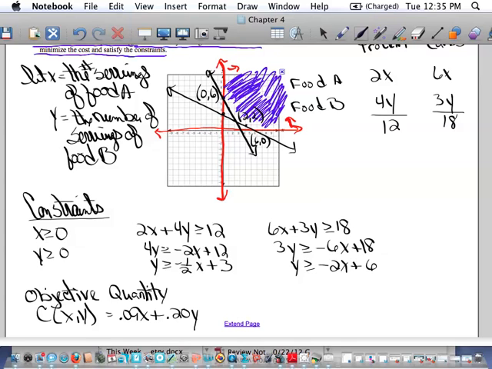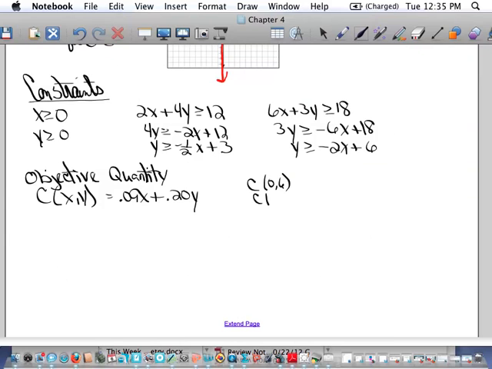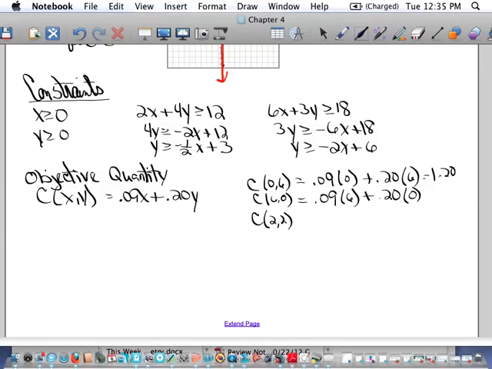Now let's look at where our vertices occur. I have one at 0, 6, one at 6, 0, and one at 2, 2. Remember, we're looking for a minimum cost this time. So I have 0.09 times 0 plus 0.20 times 6, which is going to give me a cost of $1.20. For the next one, I have 0.09 times 6 plus 0.20 times 0, which is going to give me 54 cents. And the last one, 0.09 times 2 plus 0.20 times 2, which gives me a cost of 58 cents.